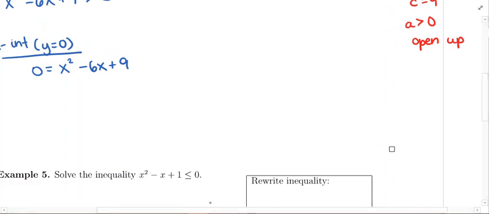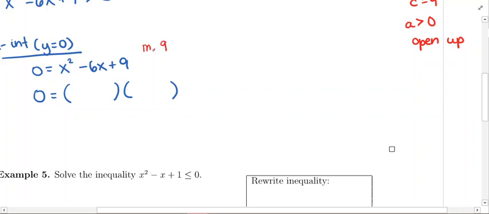Okay, we do have one side equal to 0, so now we're going to factor the non-zero side. So I'm going to try to rewrite x squared minus 6x plus 9 as something times something. This is one of the easier quadratics to factor, because there's a 1 in front of the x squared. Anytime there is a 1 in front of the x squared, you just need to find two numbers that multiply to be the number.